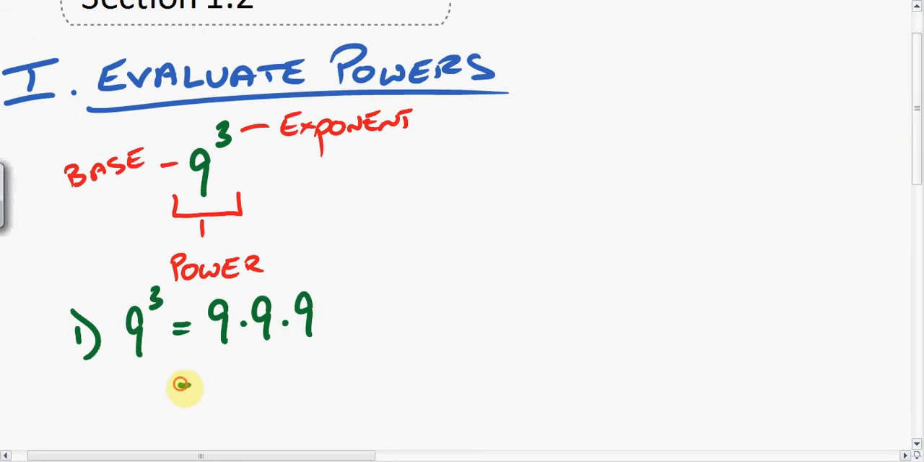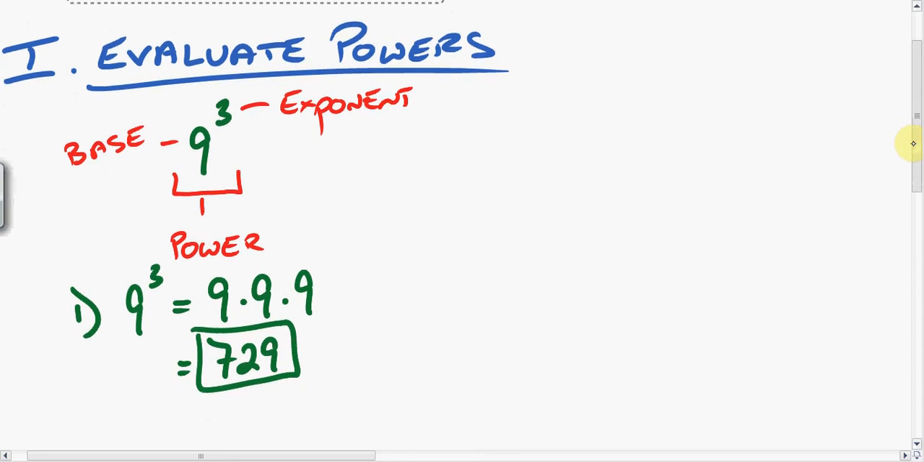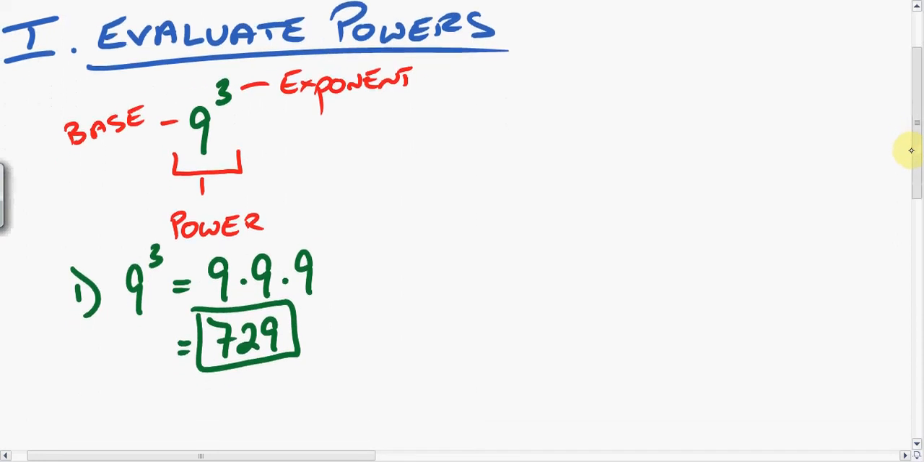And when you evaluate that, you get 729, because 9 times 9 is 81, and 81 times 9 is 729. And you've successfully evaluated that power. We're going to look at 2 more examples, including negatives, because the negatives tend to throw off students.